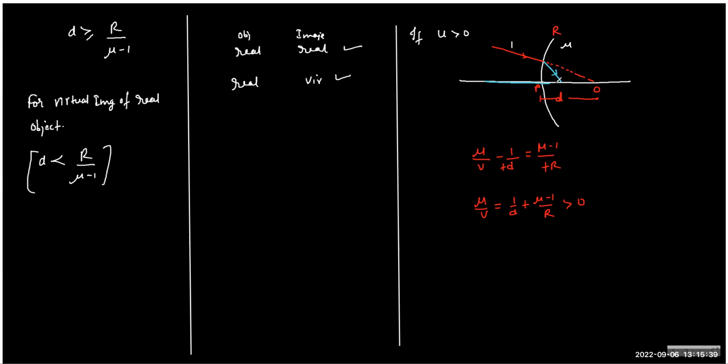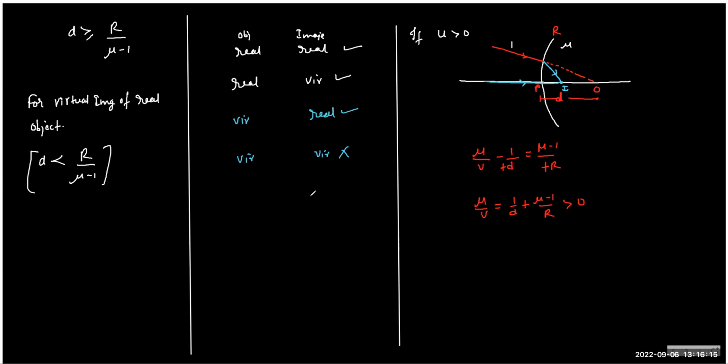So if I choose another ray like this, both will meet here, right? So which kind of image is this? This is a real image. So can we have a virtual image here? No, it is not at all possible. So what we need to realize is that for a convex surface, the virtual object can only create a real image, but virtual to virtual is not possible.